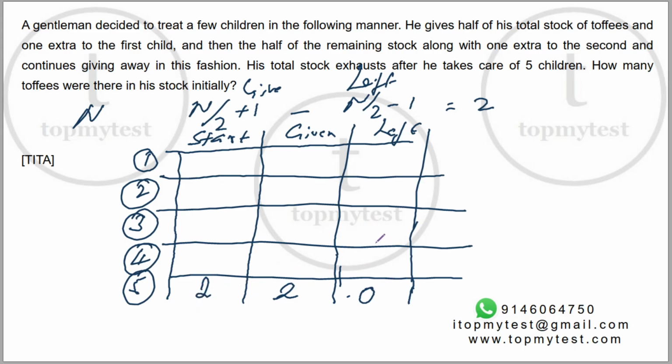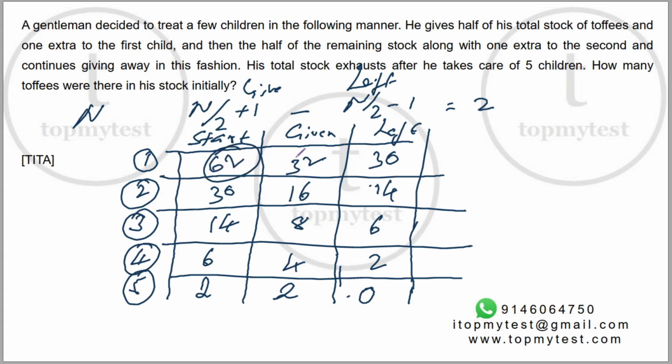Now, whatever he starts with will be what he ended with after giving to the fourth child. Again, the difference is 2, so this should be 4. This should be 6. This is 6, so this difference is 2, so this is 8. This should be 14. Go back, plug 14 here, right? This value is equal to this, so this will be 16, right? So this should be 30. So after giving to the first child, he was left with 30, which means he gave 32 to the first child, which means he started with 62 toffees to begin with, right?